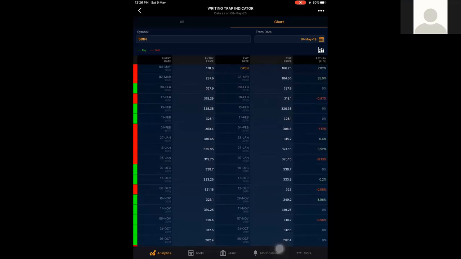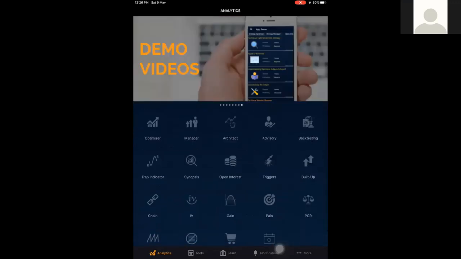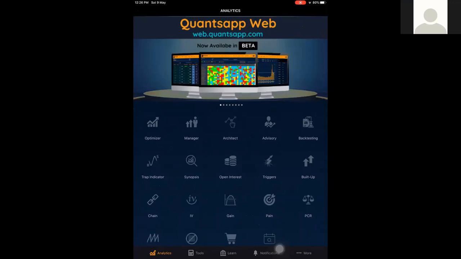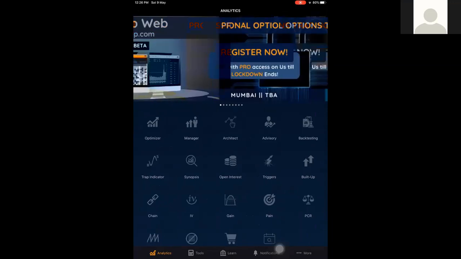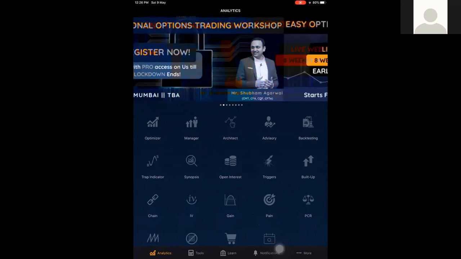Okay, so let's move on. We have done the trade identification part. We have gone through the build-ups. We have gone to the open interest. We have gone to the chain. We have gone to the what-if analysis. We have seen the trap indicator. Okay.